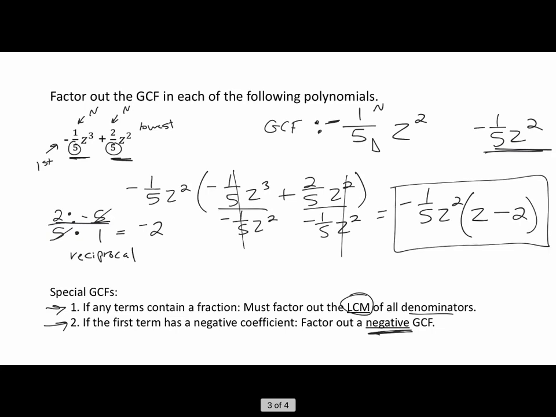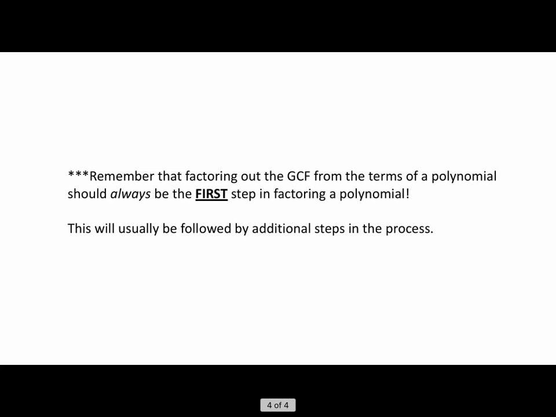And the reason why we have those special GCFs is so that the remaining polynomial looks much simpler and nicer. Remember that when factoring out the greatest common factor from the terms of a polynomial, that should always be the first step in factoring a polynomial. Usually this will be followed by additional steps in the process that we will learn in the next sections of this chapter.